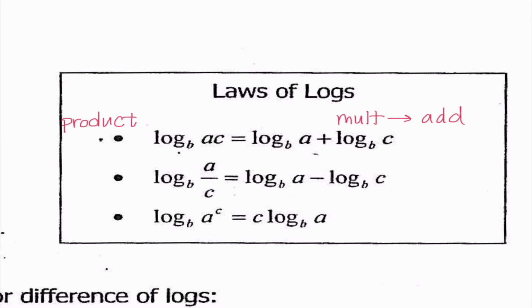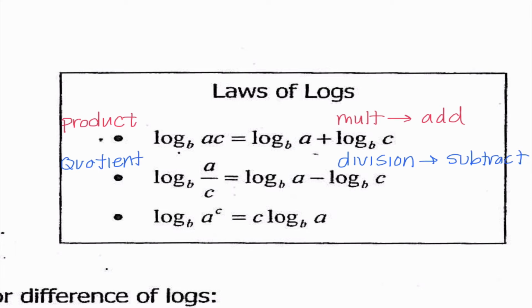Our first property we call our product property, and we can see this is log base b of a times c. So these are being multiplied together. If I wanted to expand it into multiple logarithms, we would expand it using addition. Notice my bases are the same, so this would be log base b of a plus log base b of c. Likewise, if I wanted to condense it into a single logarithm, addition would turn into multiplication.